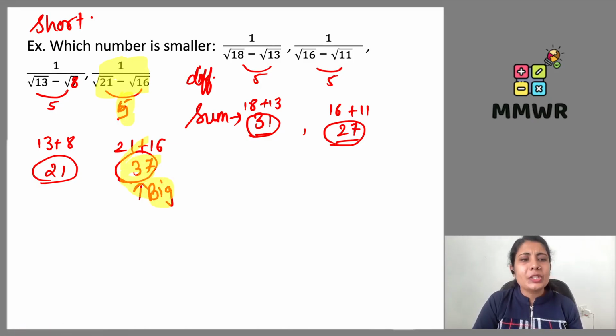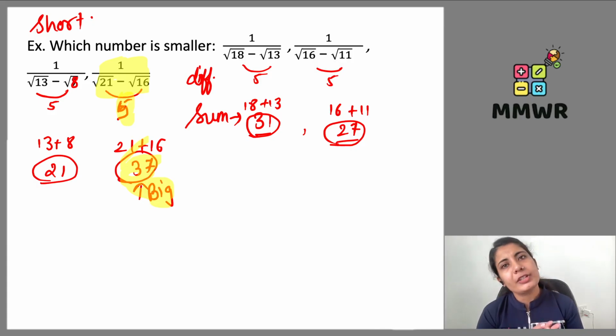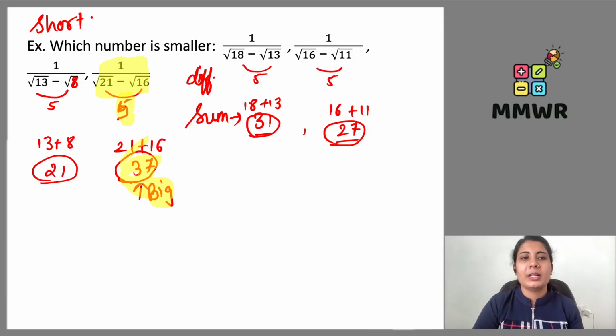So it's so easy to remember, but with practice only, along with the detailed reason. जब भी डिनोमिनेटर में रूट्स है विद डिफरेंस ऑपरेशन, आपको सिर्फ पहले क्रॉस चेक करना है कि डिफरेंस इज सेम या नॉट. If the difference is same, you simply have to find out the sum of the numbers which are there under the roots, and then you have to check which sum is the bigger one. जो sum सबसे बड़ा है वो fraction भी सबसे बड़ा है. अभी यहाँ पे 21 is the smaller one.